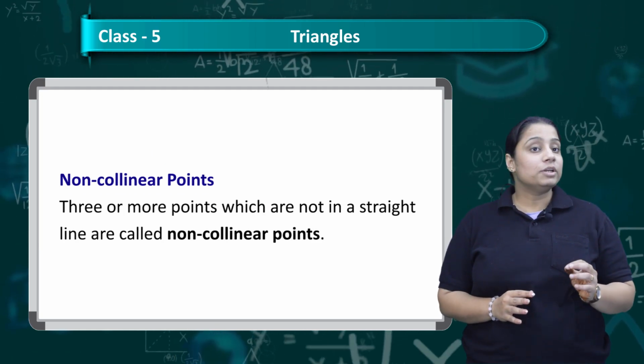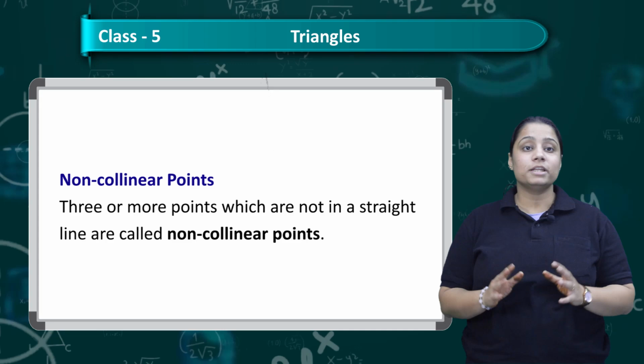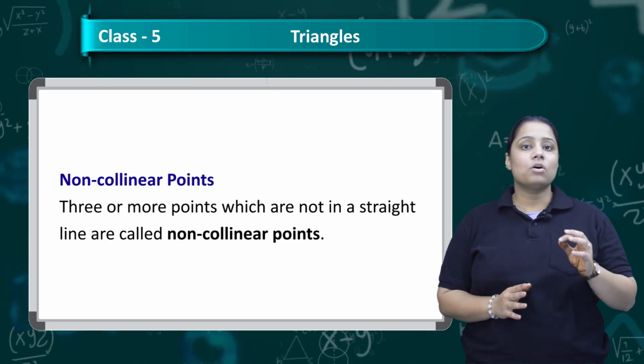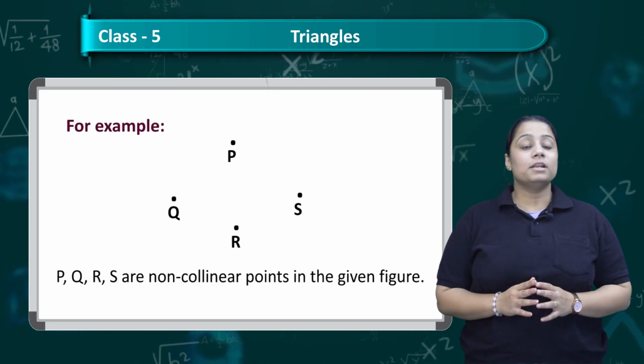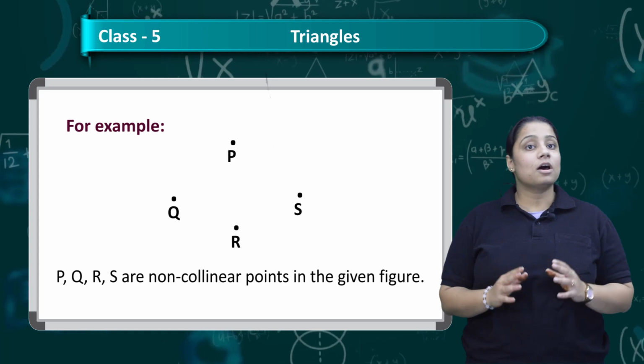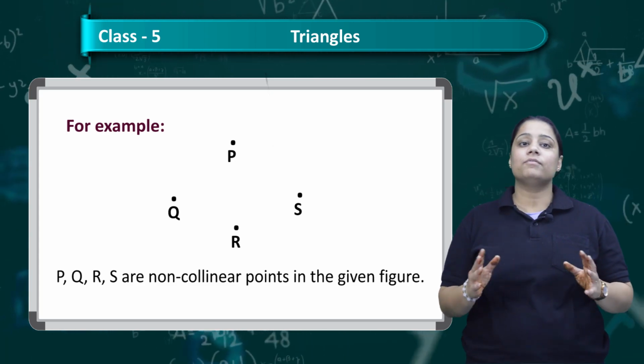Non-collinear points: 3 or more points which are not in a straight line are called non-collinear points. For example, P, Q, R, S are non-collinear points in the given figure.